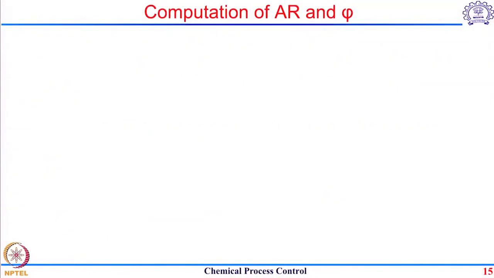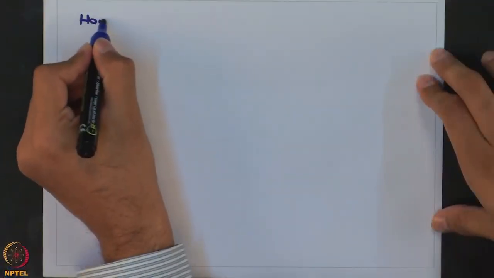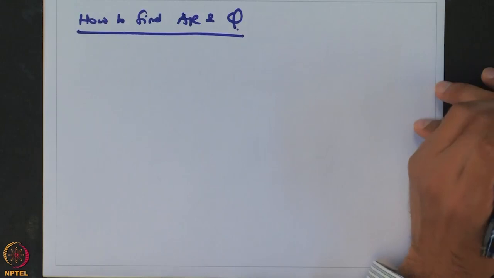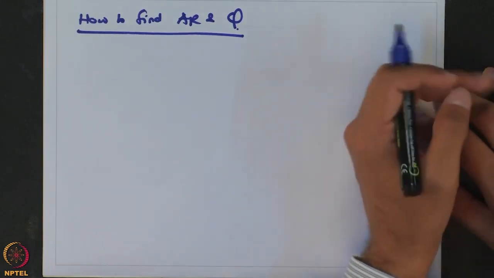So, previously for first order system, we had seen how to compute AR and phi. So, let us try to find a general method of how to find AR and phi. We had seen a very fundamental method of finding this: you take the transfer function of the process, take the transfer function of input as sine omega t and the Laplace of that, find the Laplace transform of the output and invert it. It becomes a very laborious process, especially if the process has a much higher order transfer function.